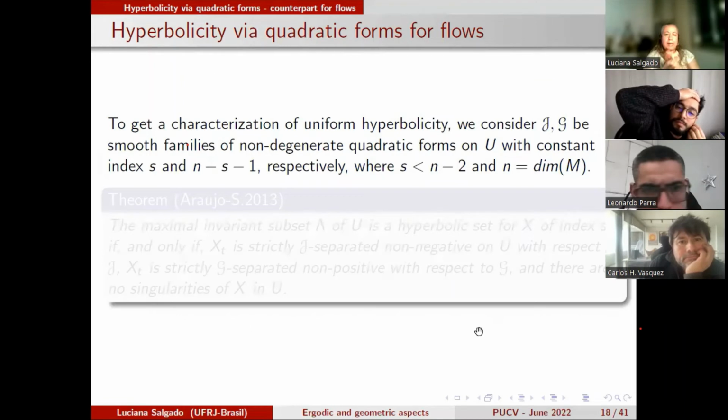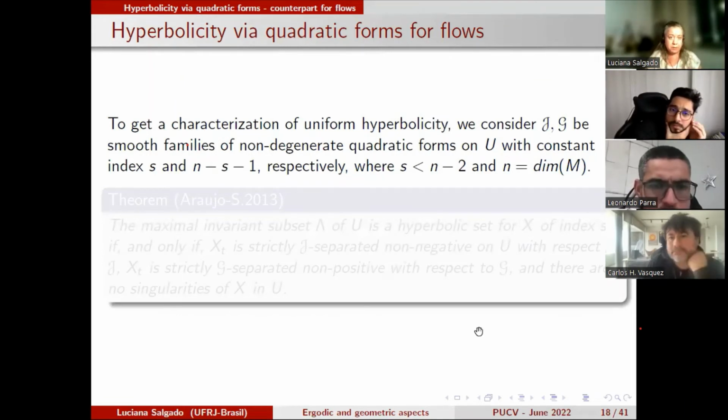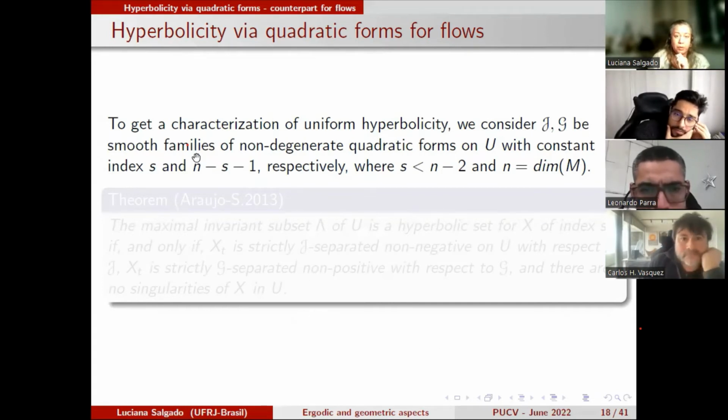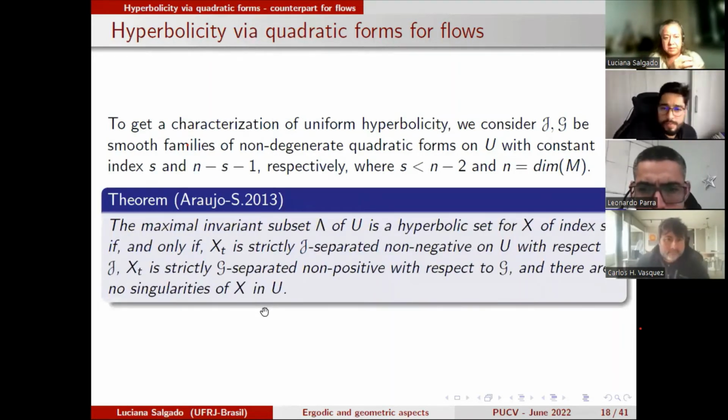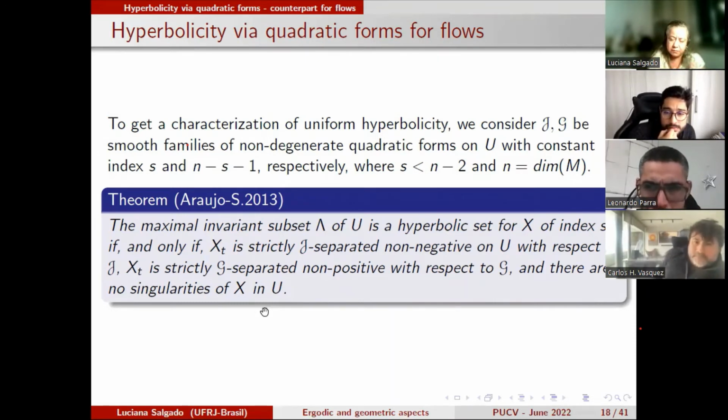And I got a characterization of uniform hyperbolicity, but I needed to consider two smooth families of non-degenerate quadratic forms with index somewhat complementary. Okay, so from Araújo and myself, the maximal invariant subset of a neighborhood is hyperbolic for a flow of index S if and only if the flow is strictly separated, non-negative on this isolating neighborhood with respect to J.